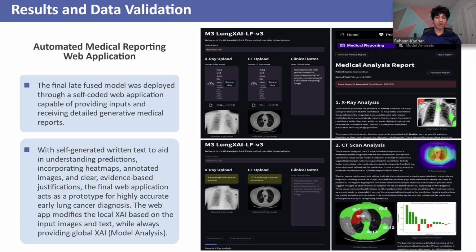With all these models and techniques finished, we worked on developing an automated medical reporting web application, where the final late fusion model is deployed to a self-coded web app capable of accepting inputs and providing detailed generative medical reports. As you can see in the image, the top left shows us inputting images and writing our own symptoms, where the image below it shows the model running. Afterwards, it results in the image on the left, which is a whole medical report as shown. The model analysis, not shown on top, is where the global XAI images are shown.